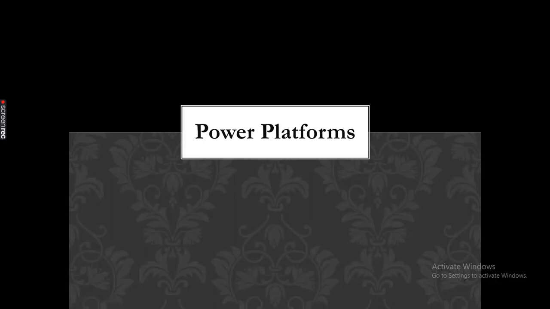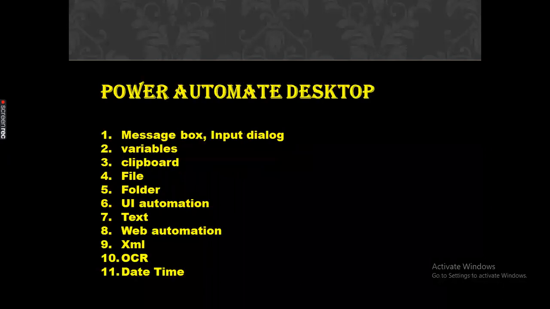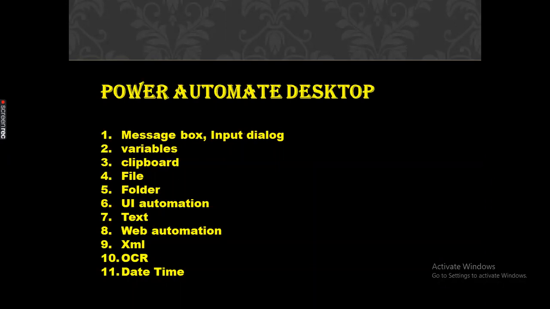As part of Microsoft Power Platform series, we are learning Microsoft Power Automate Desktop. So we have already covered message box and input dialogues. So today we are going to discuss variables concept. So what is variable and how to declare a variable? What are all the features available in Microsoft Power Automate Desktop?